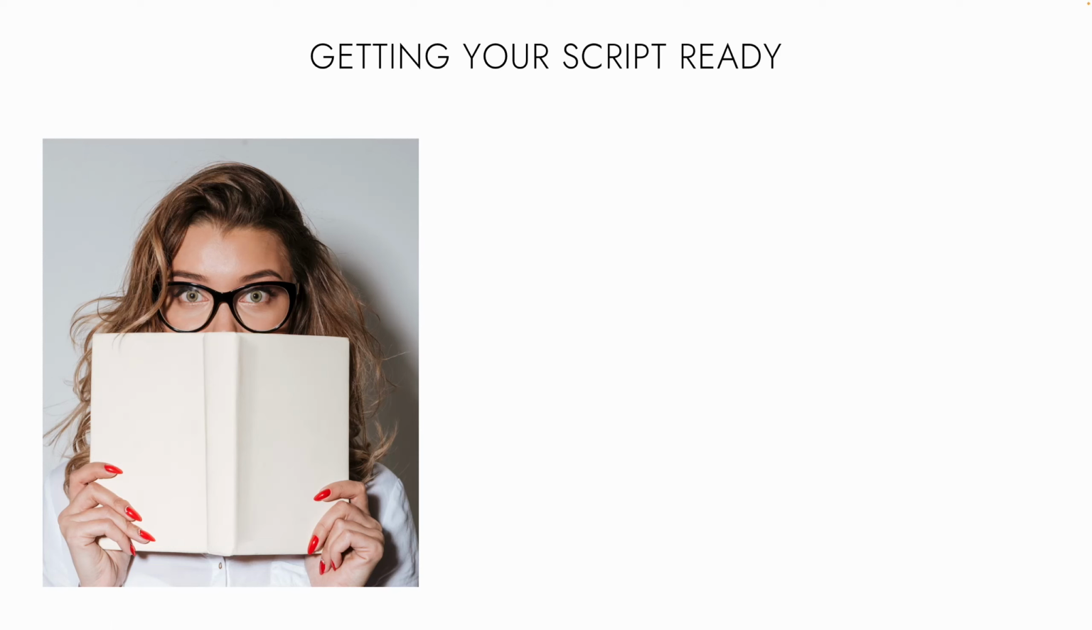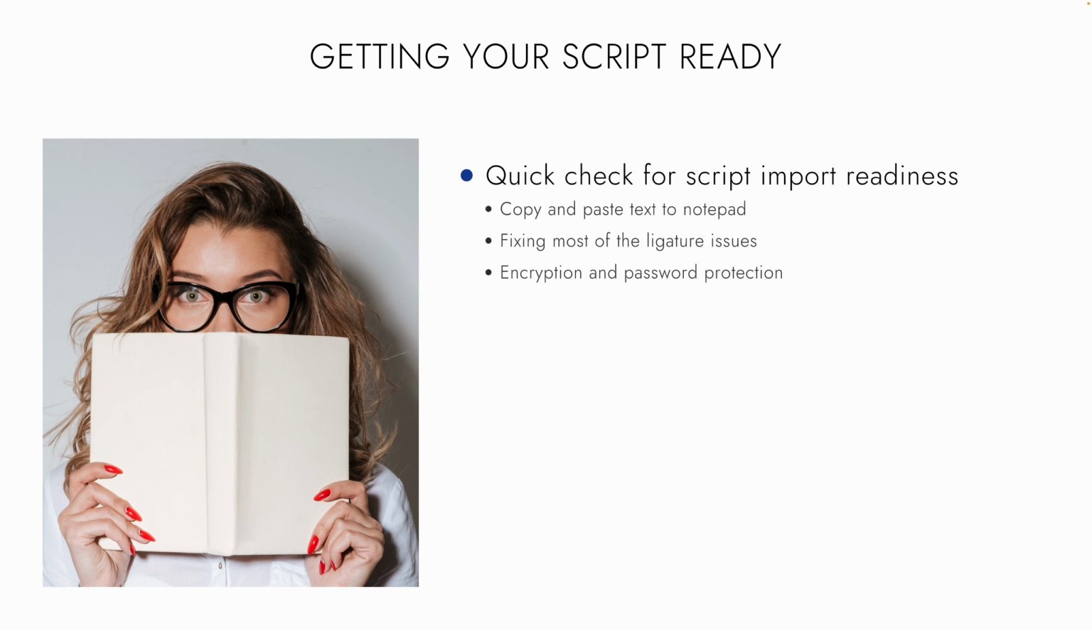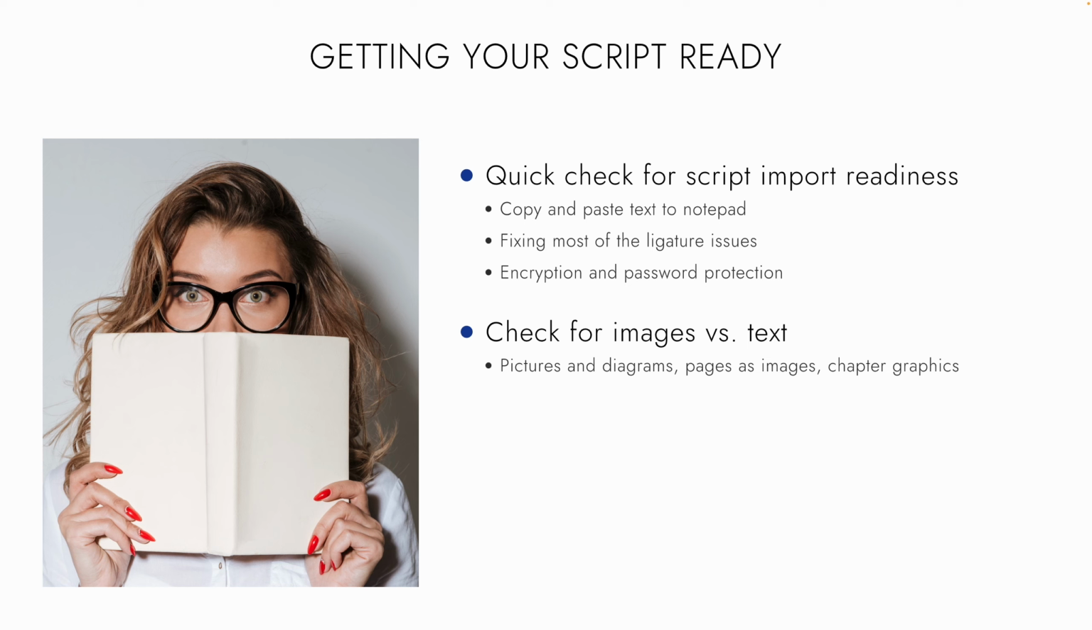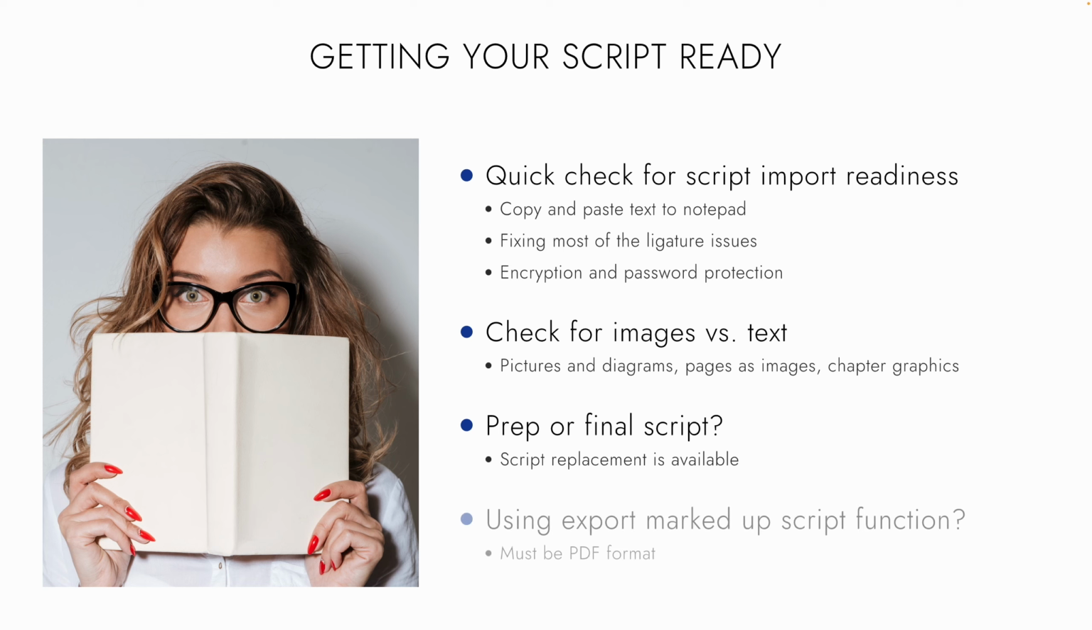Before you get into your next project, here are things to get set and understand when you're getting your script ready. Is your script ready to import? Are there images in there that might confuse Pozotron, like pictures and diagrams, pages as images, chapter graphics? Is this a prep or final script that you're uploading? A really great workflow is to upload your prep script, get your pronunciation guide and your character voice guide set, and then swap it out for a final script as long as you haven't uploaded any audio yet.